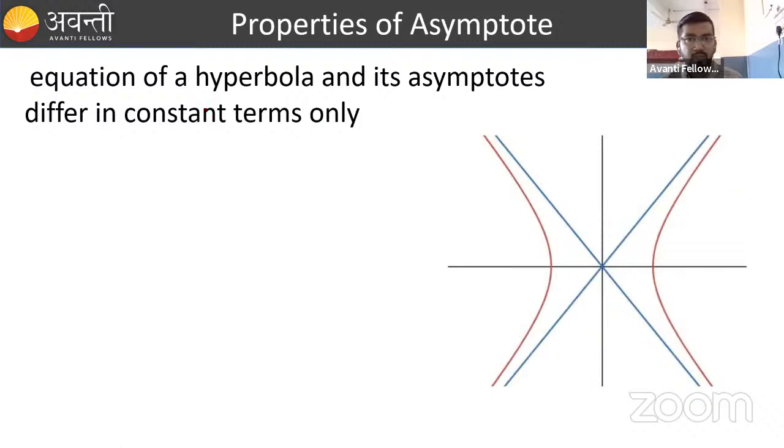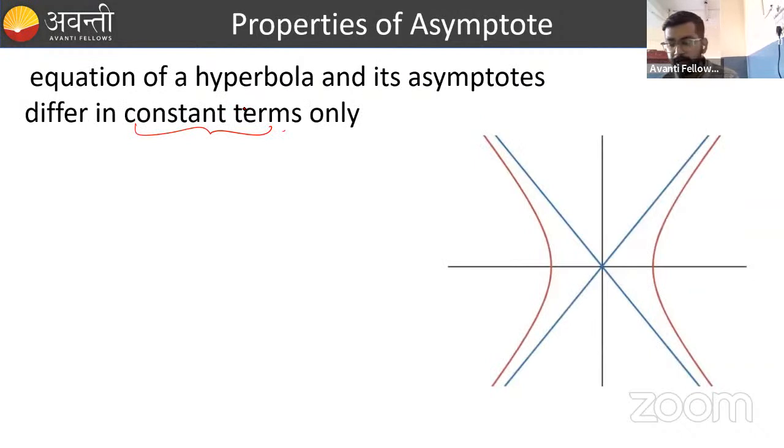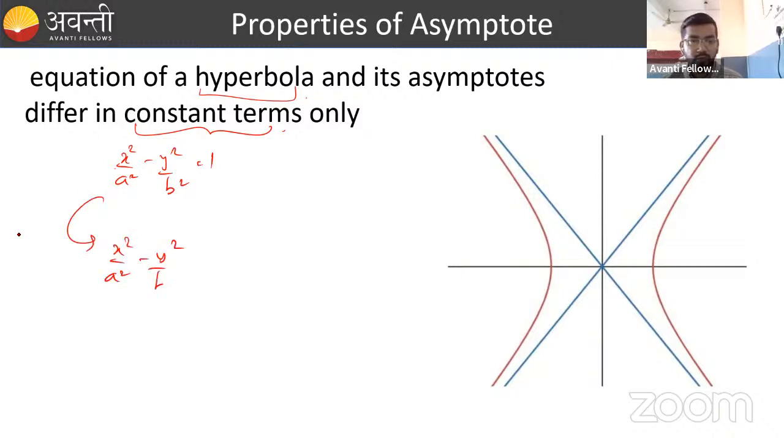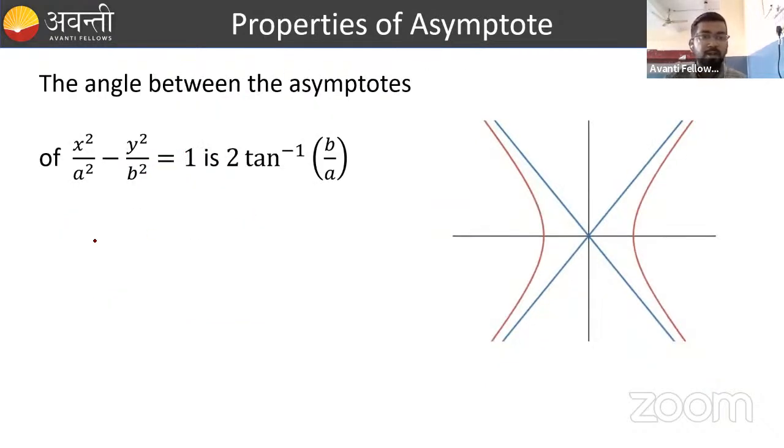The equation of a hyperbola and its asymptotes differ in constant terms only. The meaning of this is that if the equation of the hyperbola is x square by a square minus y square by b square equals 1, then the pair of asymptotes will be x square by a square minus y square by b square equals c. So it differs only in the constant term. This will be the equation of the asymptotes. The angle between the asymptotes is given by 2 tan inverse of b by a. So this is something to remember.